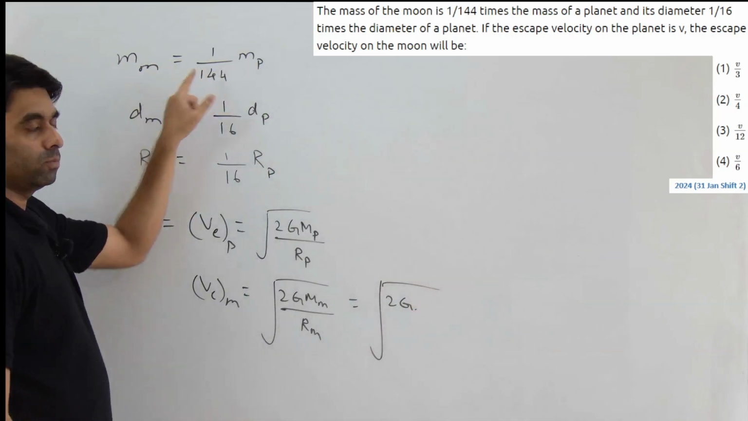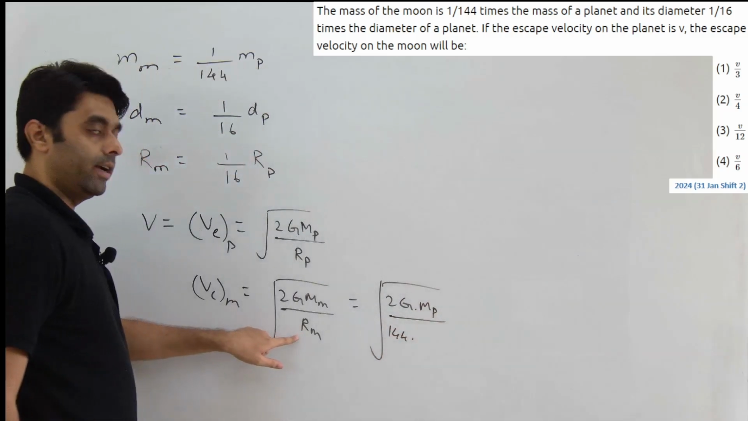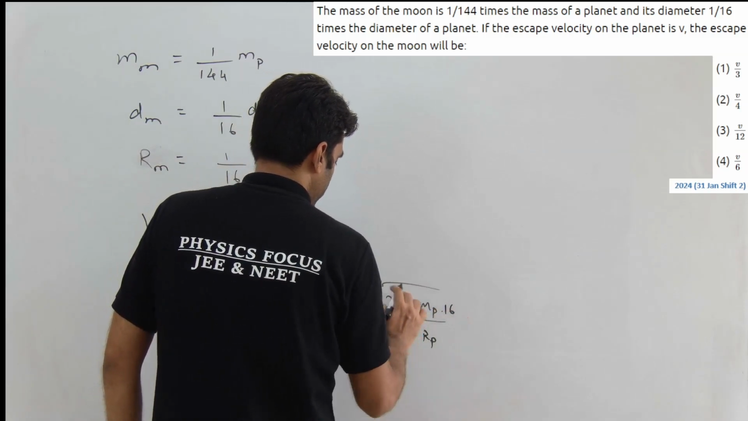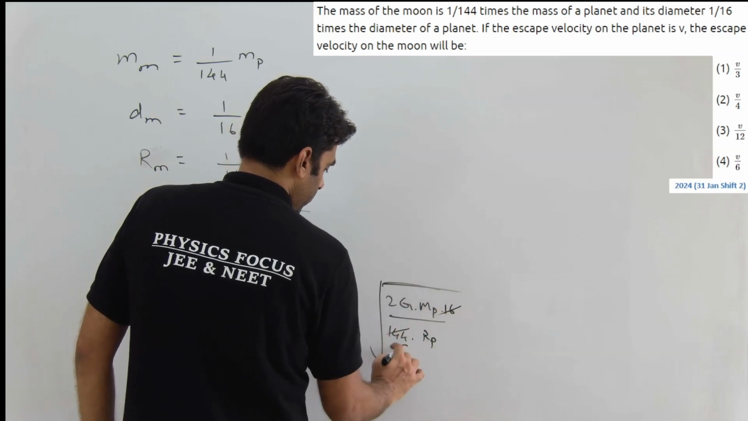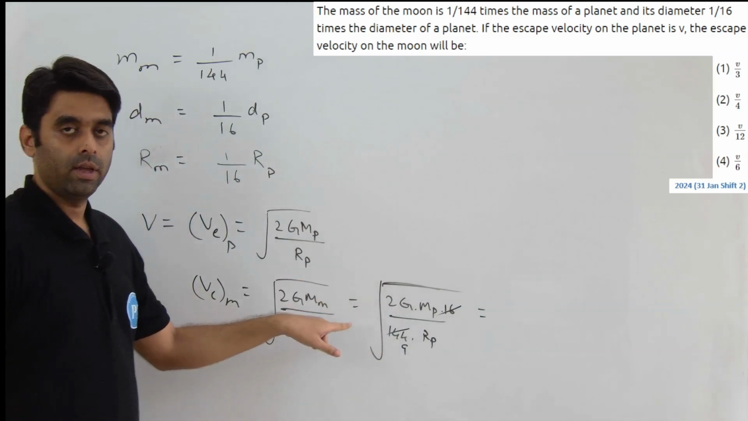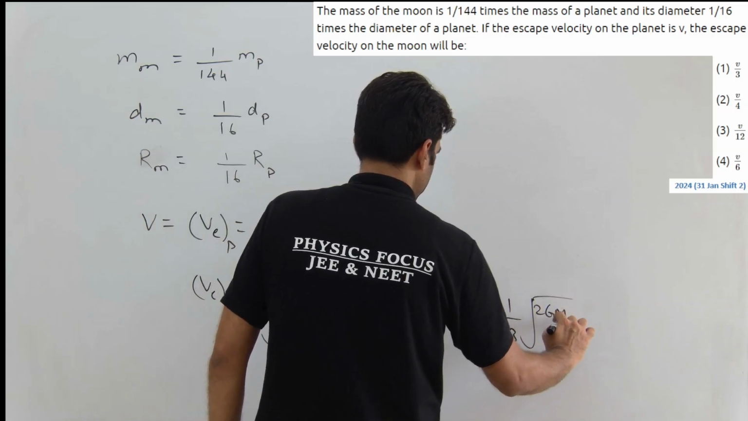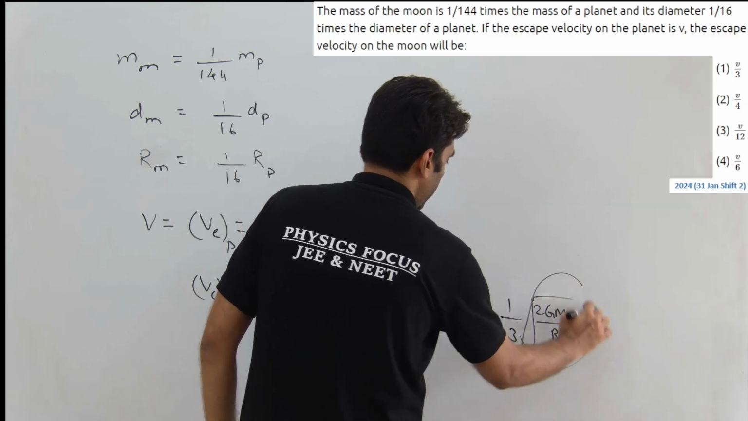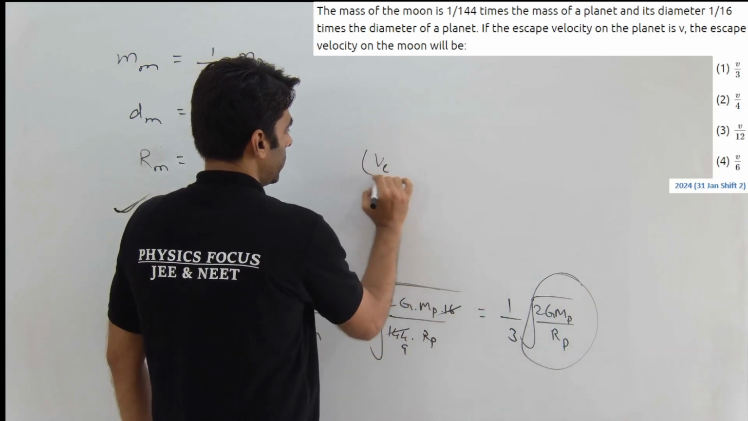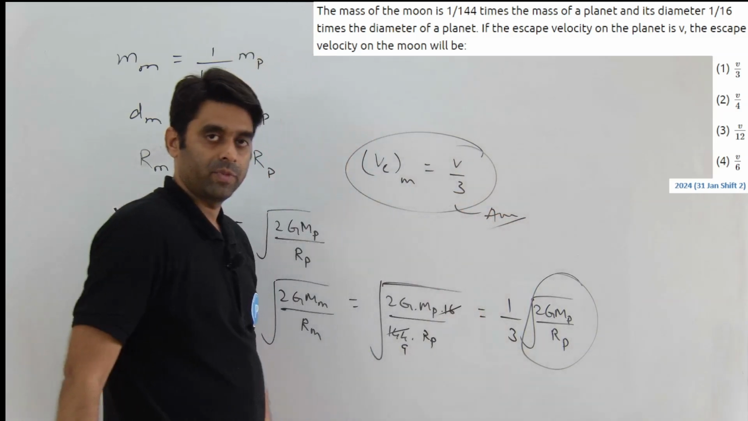2G times mass of moon, which is 1 by 144 times the mass of the planet, and the radius of moon is 1 by 16 times the radius of the planet. If we solve it, this thing comes out 9 times. We'll get 9 out of the root, and we have 2G Mp by Rp. How much is this value given to us? V. Ultimately, the escape velocity of the moon comes out to be v by 3. Okay, v by 3 is our answer.